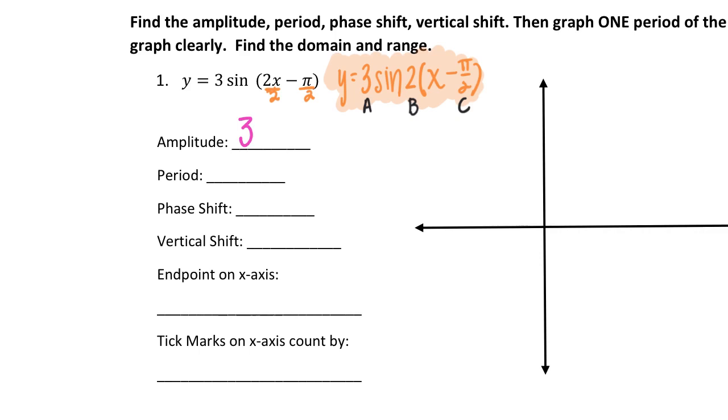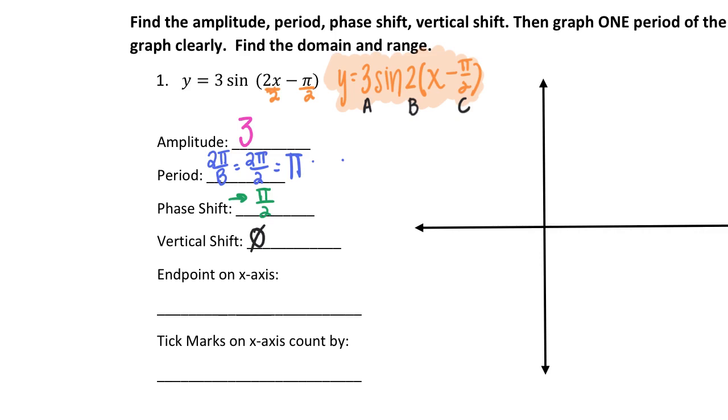Period is given by 2 pi divided by b. So we have 2 pi over 2, which gives us pi. So that means from beginning to end of the sine curve is going to take pi units. Phase shift, look inside at C. It's minus pi over 2, so we're actually going to go right pi over 2. It's positive pi over 2. There is no vertical shift, so you don't have to put anything there.